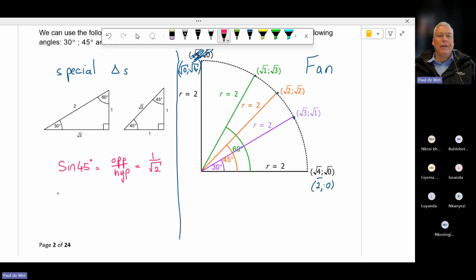Okay. All right. I'm going to go across to the fan here, and I'm going to ask us for the cot of 60 degrees. Now, because we're on this side, I now need to know what is cot with x, y, and r. Who can tell me?